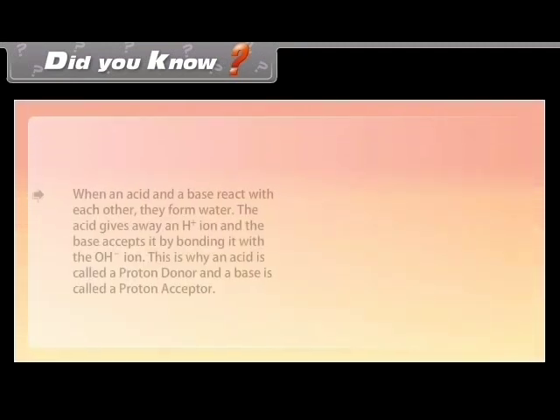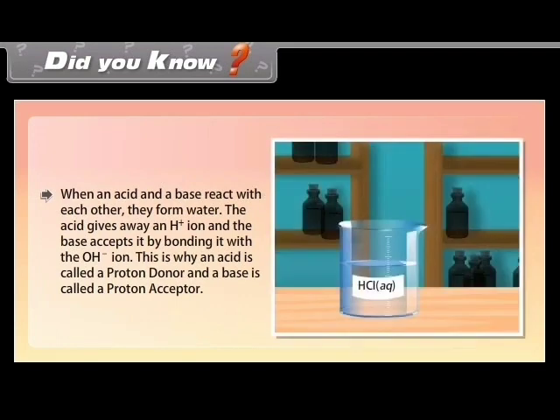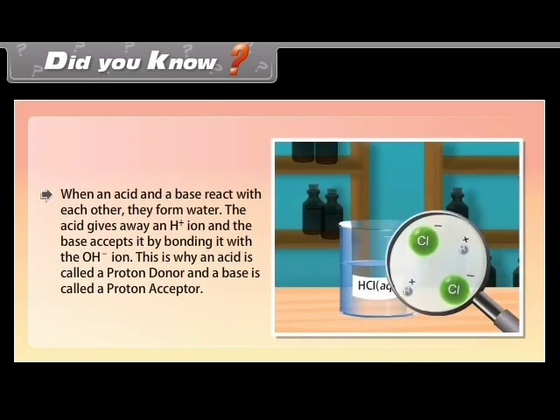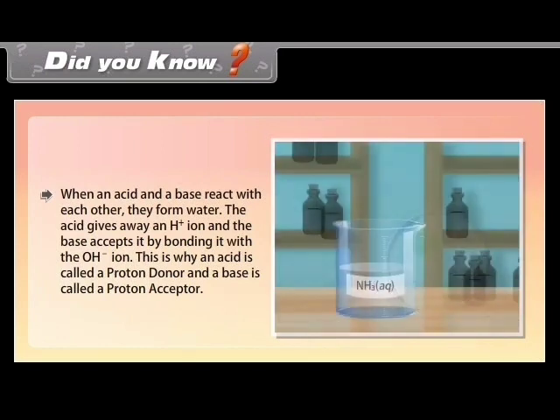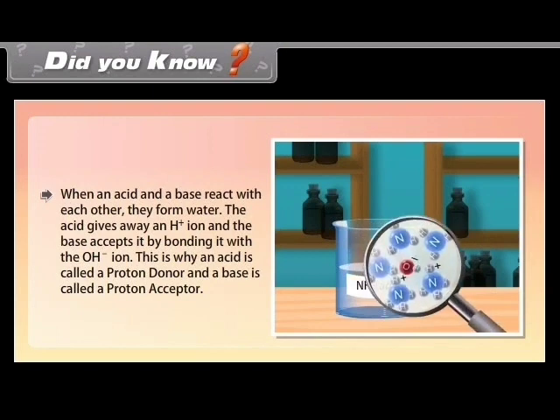Did you know? When an acid and a base react with each other, they form water. The acid gives away an H+ ion and the base accepts it by bonding it with the OH- ion. This is why an acid is called a proton donor and a base is called a proton acceptor.